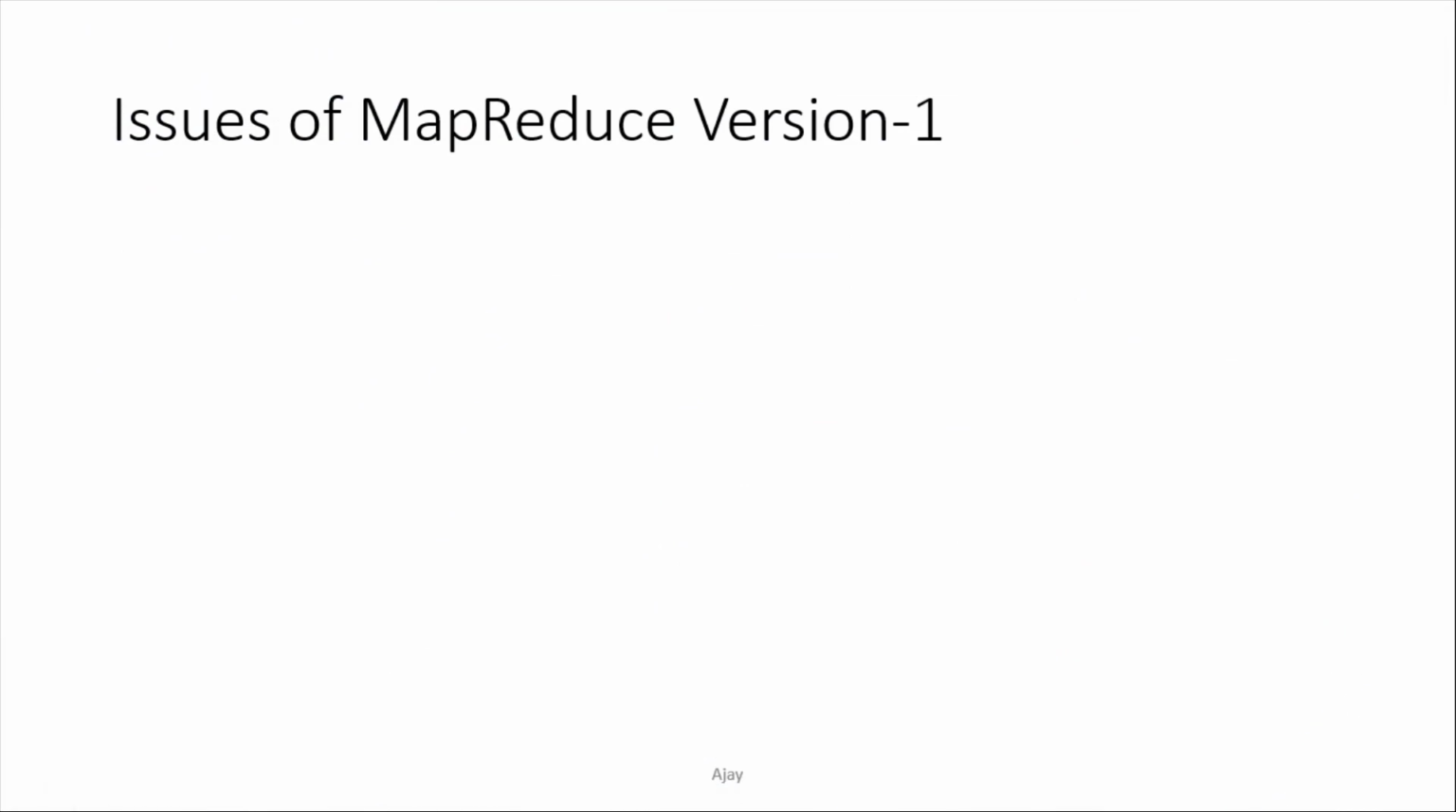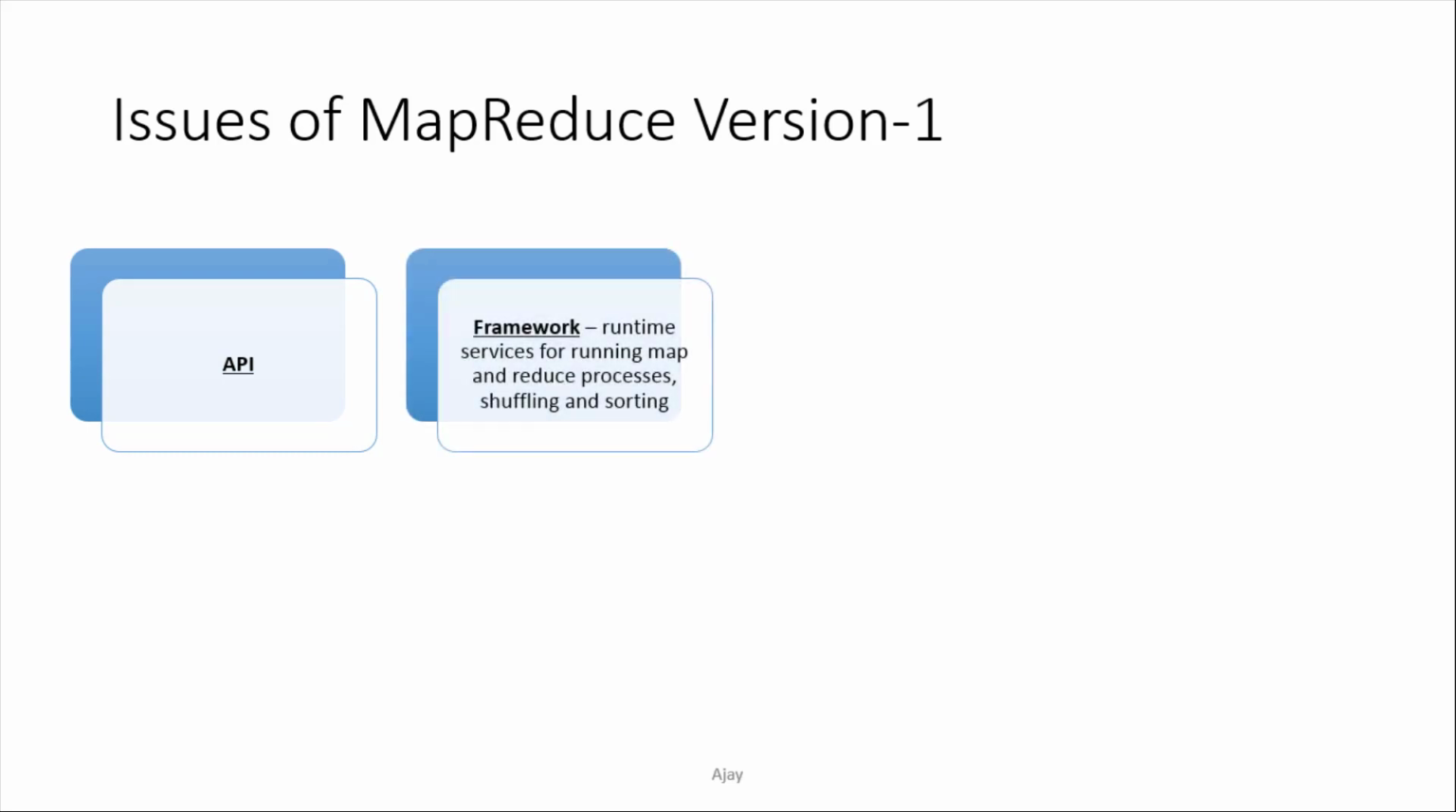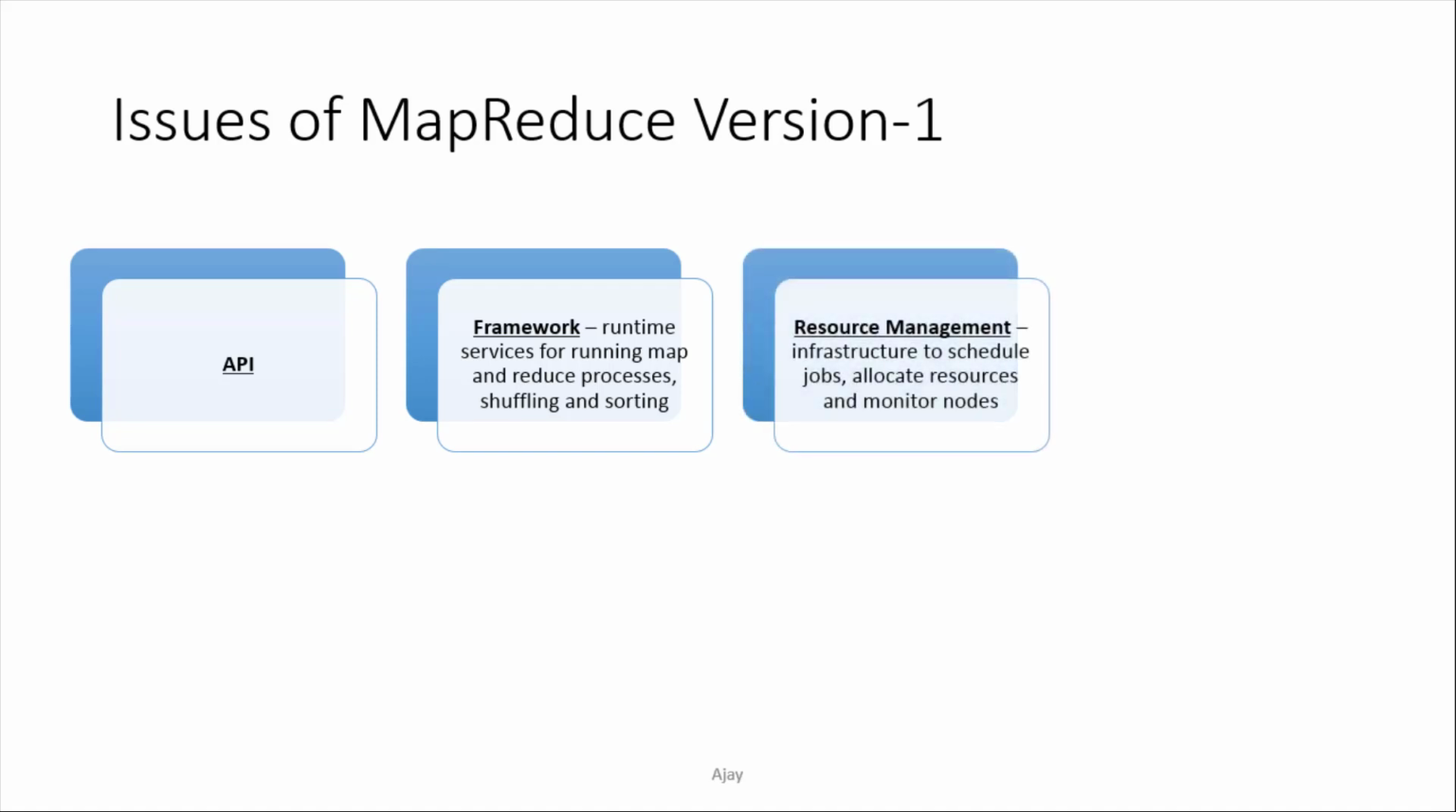To understand how these issues are solved using YARN, we first need to review the part of MapReduce found in version 1 of Hadoop. It has three main parts. First is the MapReduce API, the second one is the framework which takes care of the entire workflow of MapReduce operation. The third is the resource management, which is responsible for scheduling jobs, allocating resources for mappers and reducers, monitoring the map and reduce jobs, and also rescheduling in the event of a failed job.